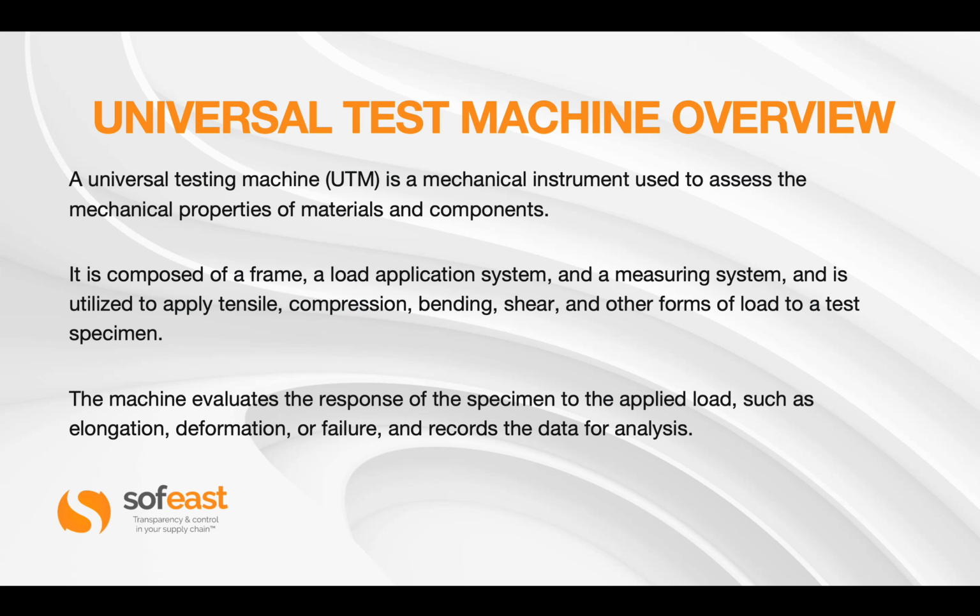So the universal test machine, as a quick overview. The UTM is a mechanical instrument used to assess the mechanical properties of materials and components. It is comprised of a frame, a load application system, a measuring system, and is utilized to apply tensile, compression, bending, shear, and other forms of load to a test specimen. The machine evaluates the response of the specimen to the applied load, such as elongation, deformation, or failure, and records the data for analysis.